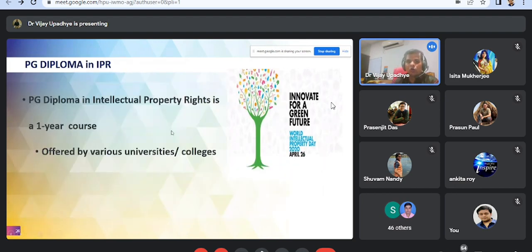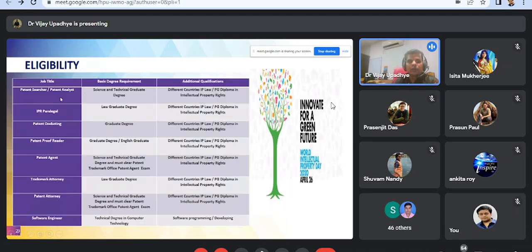There are 1 year diploma courses also at many universities, but please prefer a government or national or international university. Don't do any correspondence course, and don't just add it to your CV. It is not impressive. You can become a patent searcher, patent analyst, patent paralegal, patent docketing, patent proofreader, patent agent, trademark attorney, patent attorney. So anything you can become. The software engineer also can make designs and help your patent attorney. So there are many avenues. You need only a basic graduate degree in a science and technical field.